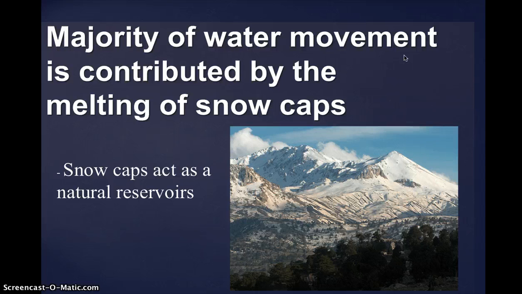Okay, the majority of water movement is contributed by the melting of snow caps. So a large amount of snow on the top of mountains is being stored at the top of mountains until it's melted and then can be used and flows into our lakes and streams. This process is also called runoff. So from this point on, the cycle will just continue over and over.